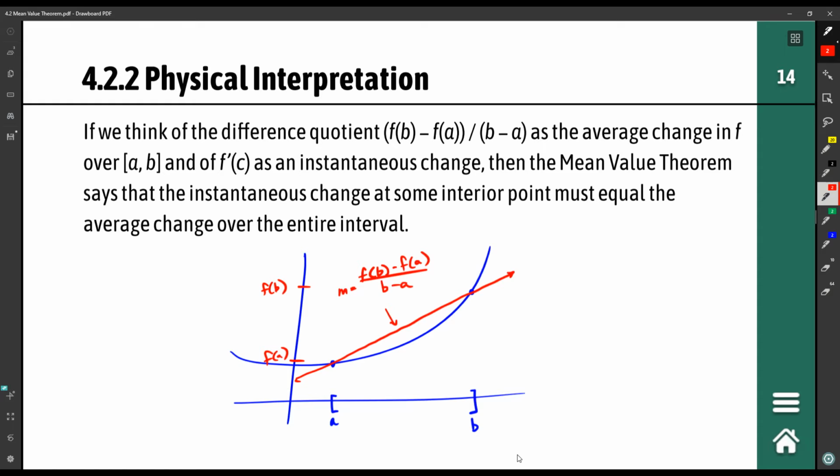MVT says there exists some point between a and b, say right here close to the middle, call it c, where if we look at the tangent line and grab its slope, we know that the slope of a tangent line is the derivative at that point. So it's just f prime of c. The mean value theorem says that there is a place where both of these lines have the same slope, where the average change of the function is equal to the instantaneous change of the function, that f prime of c is equal to f of b minus f of a over b minus a.